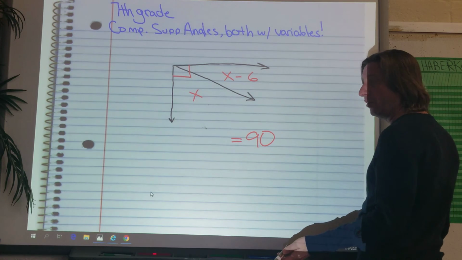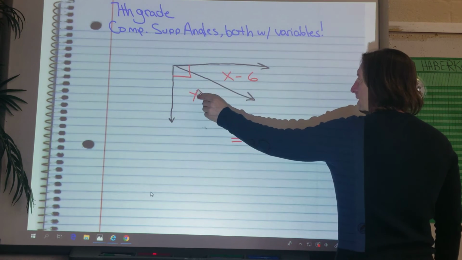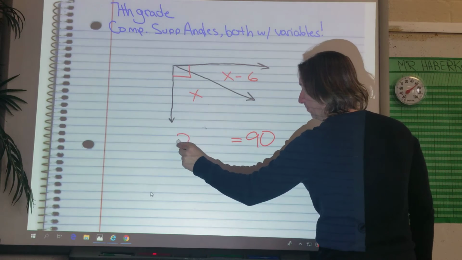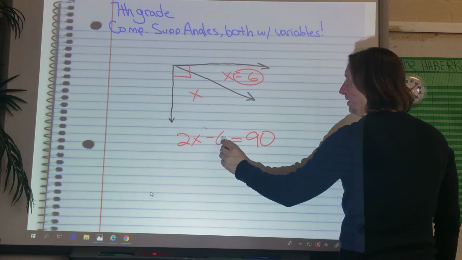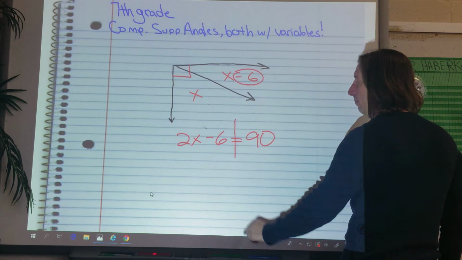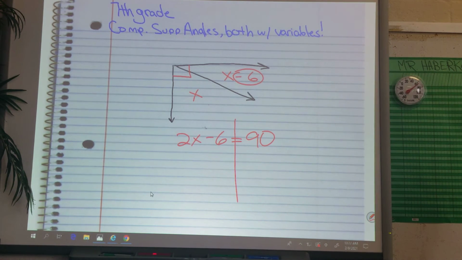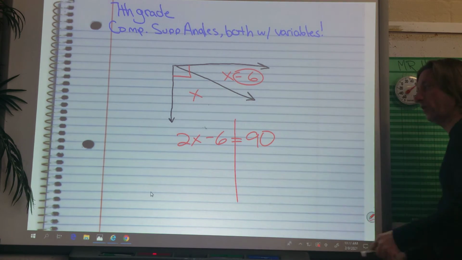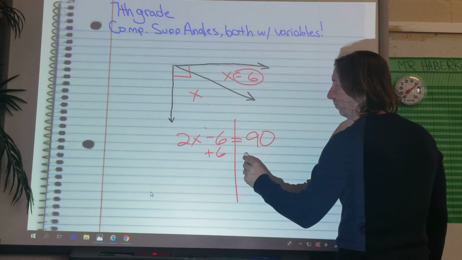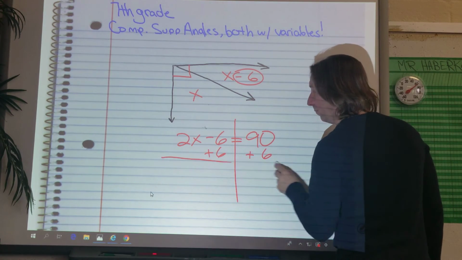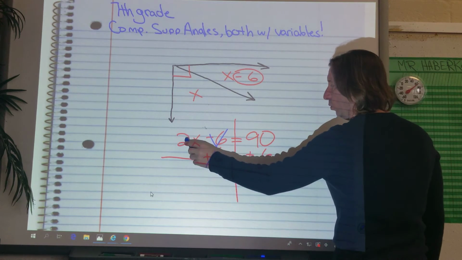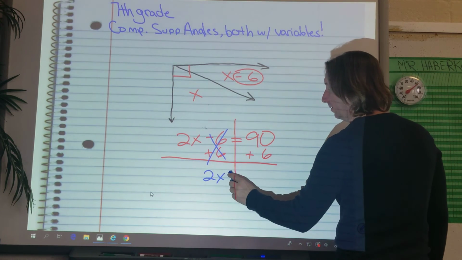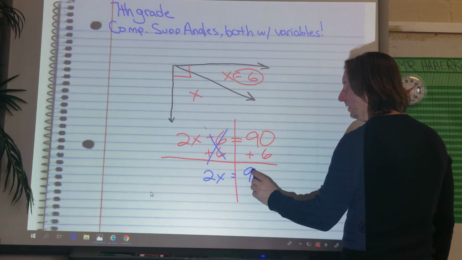Do our variables first. x and x. I have 2 x's here, 2x. And we have a minus 6. Don't forget to put minus 6 and not plus 6 if you see a minus up there, okay? That's our equation. 2x minus 6 equals 90. And you guys know how to solve these. Sixes cancel out. What's left over here? 2x equals 90 plus 6 is 96.